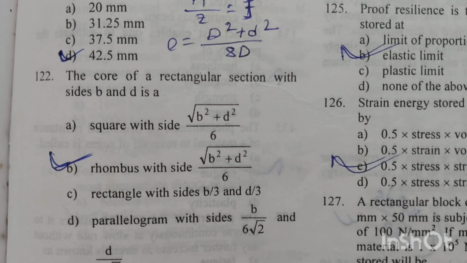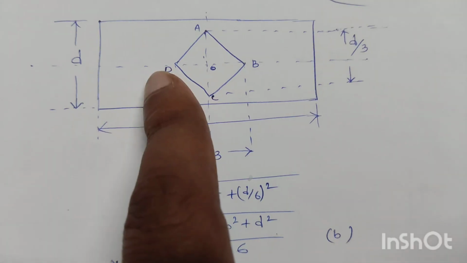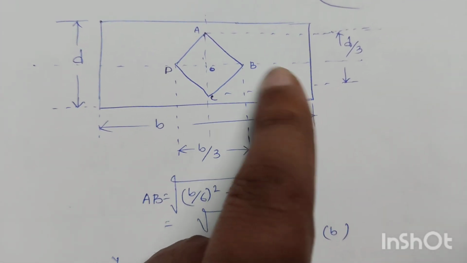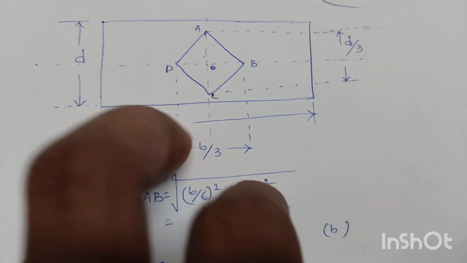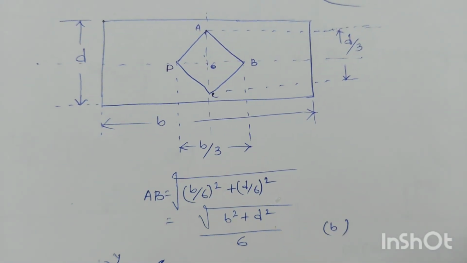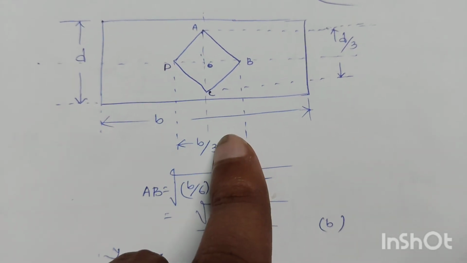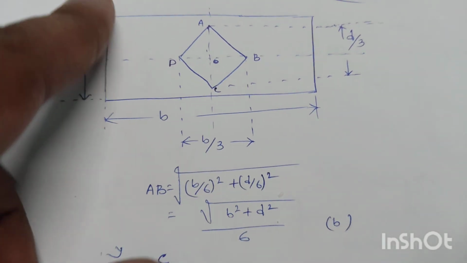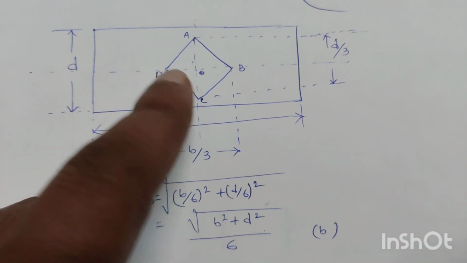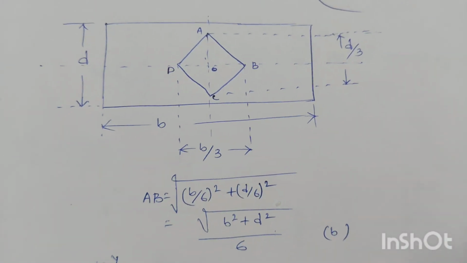1 to 2. The core of a rectangular section with sides b and d is A. So as shown in the figure, A, B, C, D, this is the core of the rectangular section. Small b is the longer dimension of the section and small d is the smaller dimension of the section, and the distance BD is equal to small b by 3 and distance AC is equal to small d by 3. So this core is a rhombus with sides AB, BC, CD and AD. All the sides are the same.